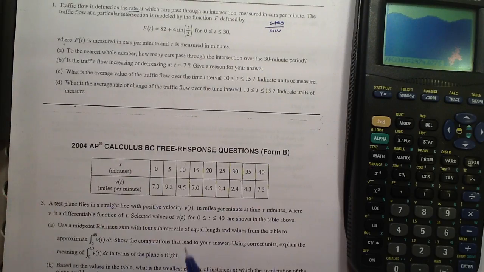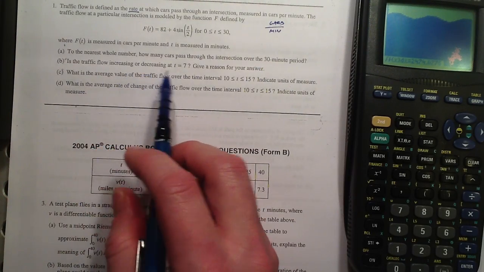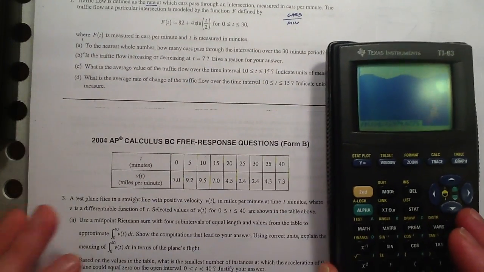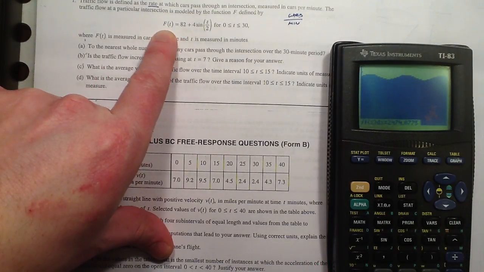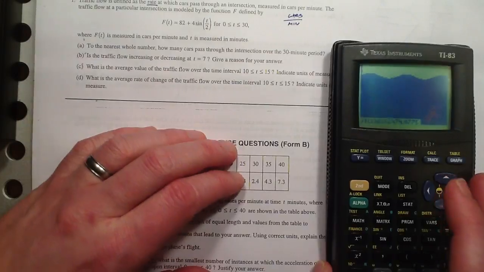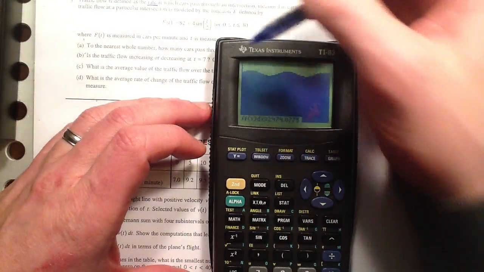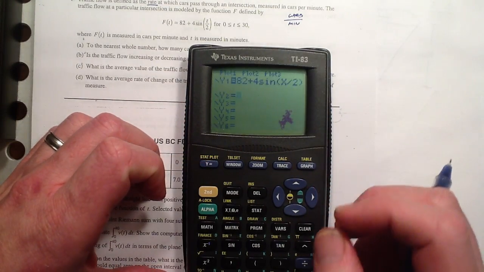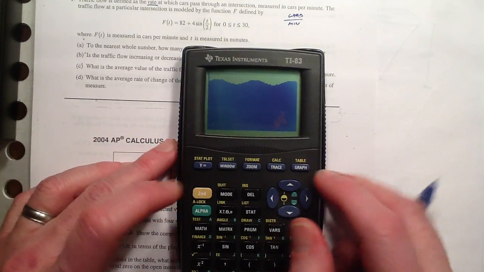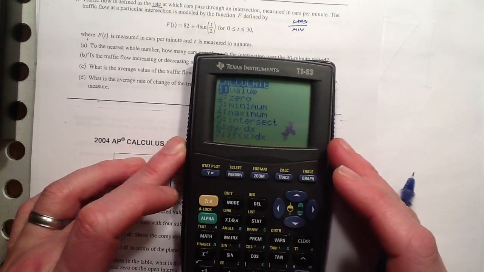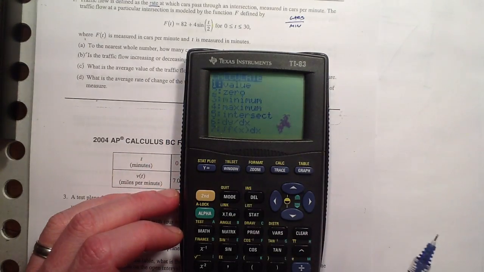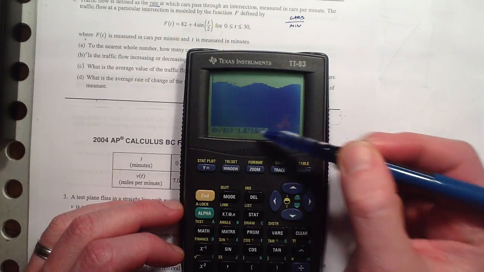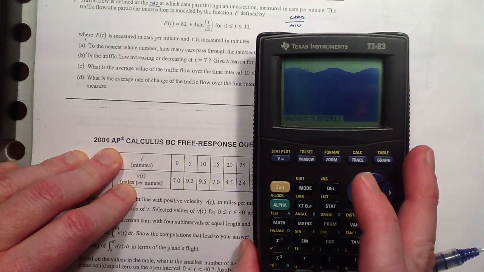Part B. Is the traffic flow increasing or decreasing at t equals 7? Give a reason for your answer. Well, increasing or decreasing, I was talking about the derivative of this, right? If the traffic flow is increasing or decreasing, that, in other words, is the rate of cars more or less. So let's go back to that, and let's go second calculate and find the derivative at 7. That's number 6. We want the derivative at 7. That derivative is negative 1.873.